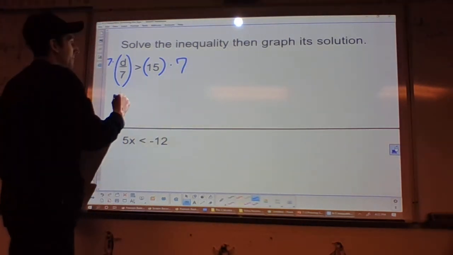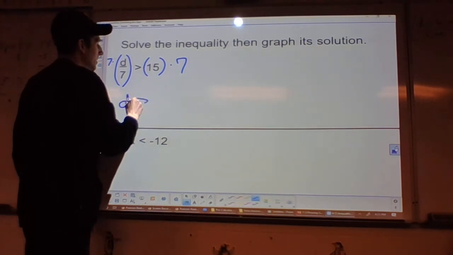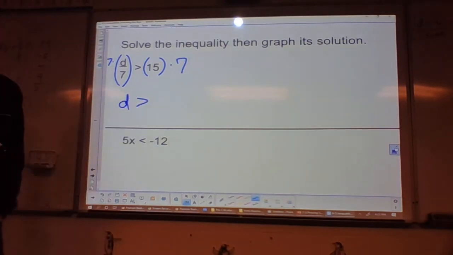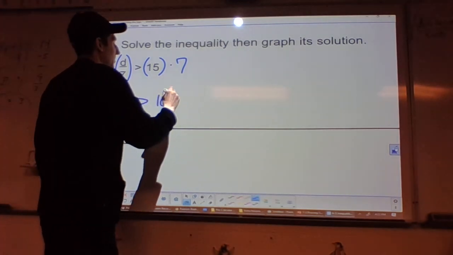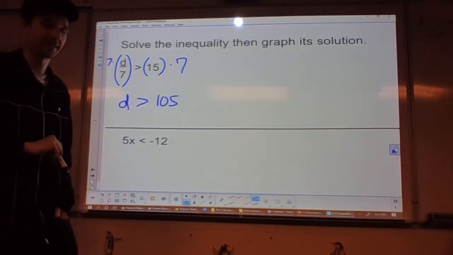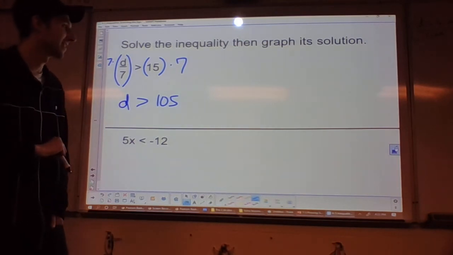All right, so we have 15 times 7. So D is going to be greater than 105. D is greater than 105. Just wanted to double check that one. Okay, D is greater than 105.